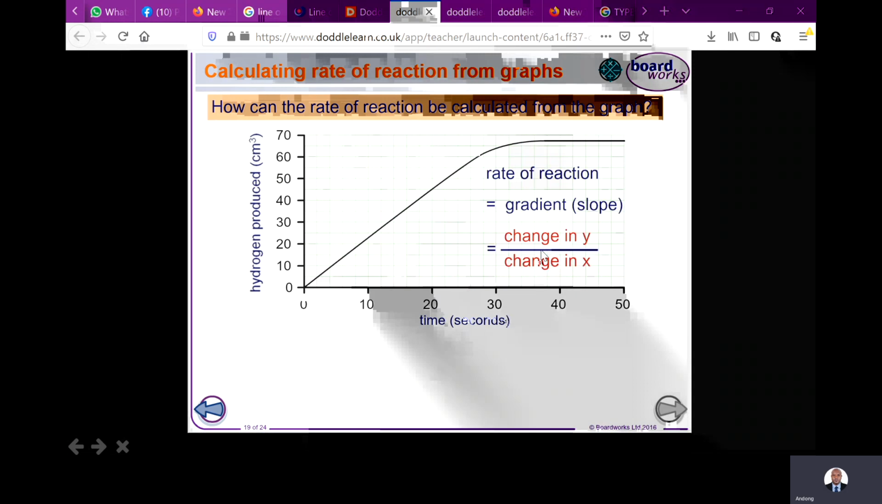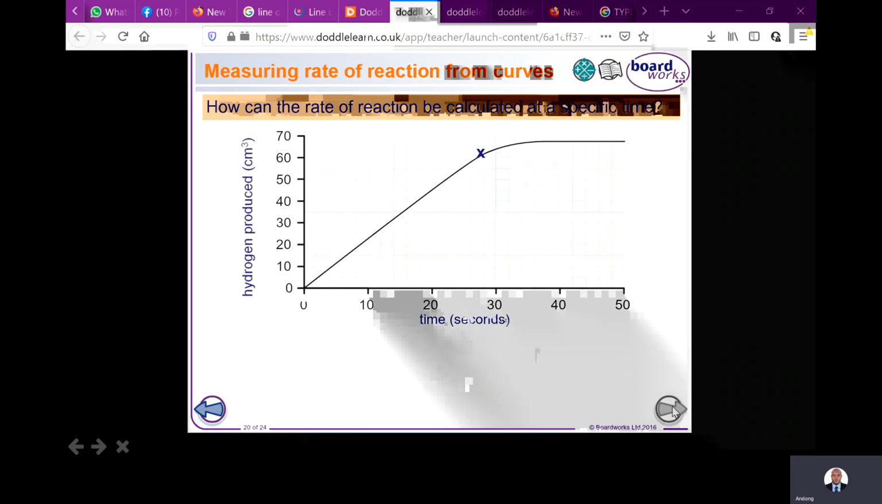Okay, it will be a change in Y, that's the concentration. It's a reaction between hydrogen being produced with time. We can go further in another example like this other one. Let's say we have a time here.